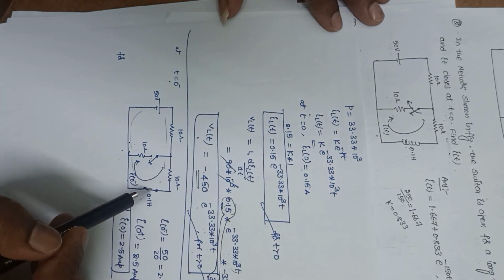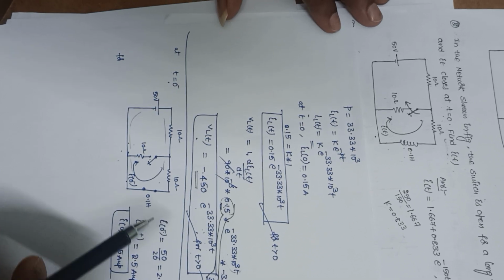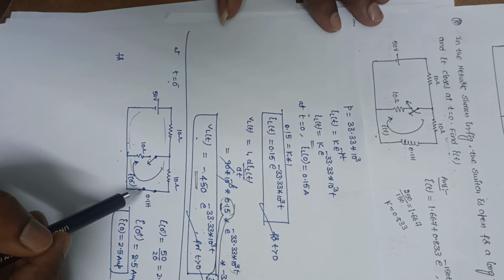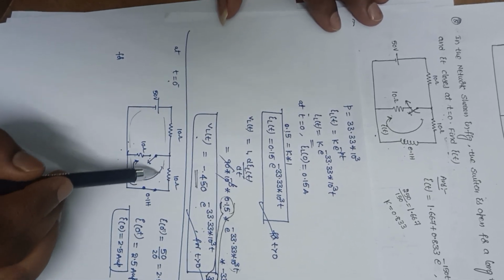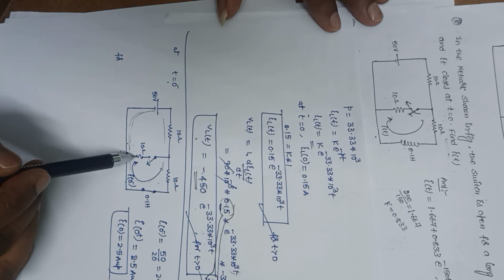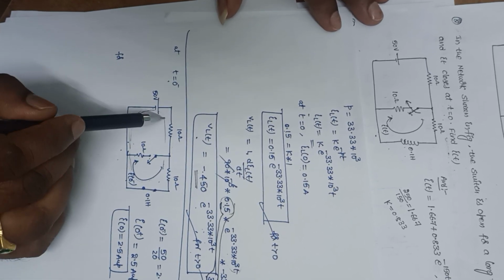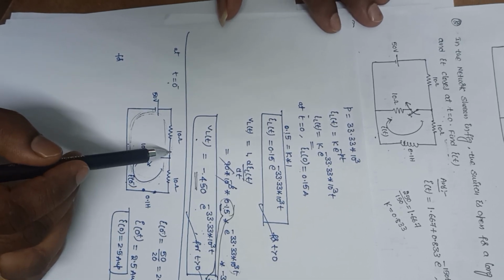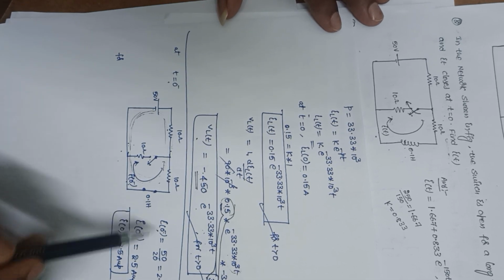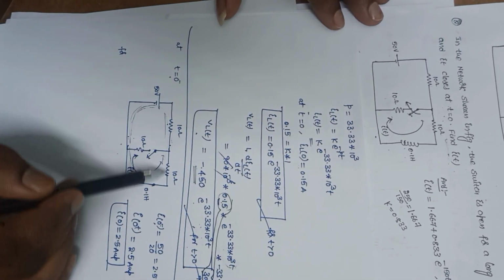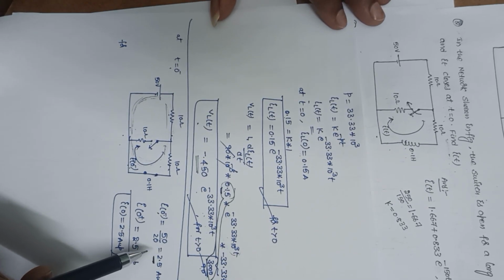The inductor will act as a short circuit because it is under steady state condition from minus infinity to 0. So under steady state condition the inductor will act as a short circuit. Now this current will go like this because there is no path available to flow in this direction. Since it is open circuited, the current will prefer to flow like this. That means these two are connected in series. So this current I of 0 minus is equal to voltage divided by 10 plus 10 in series, 50 divided by 20, that is equal to 2.5 amperes.